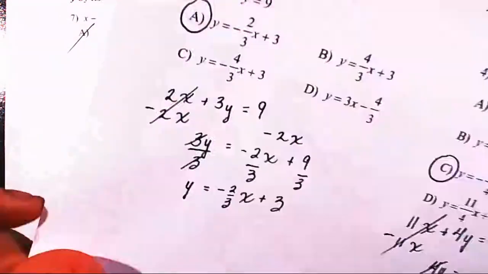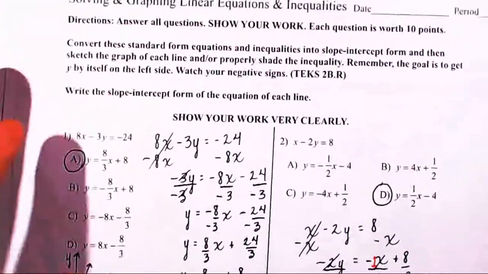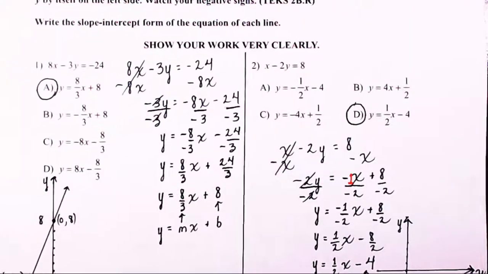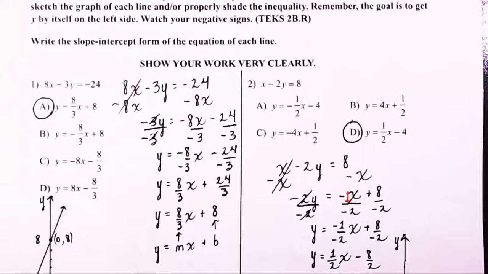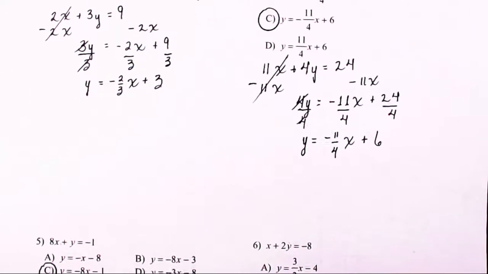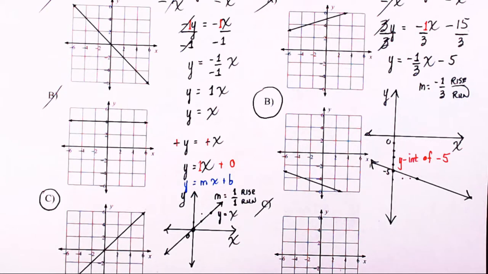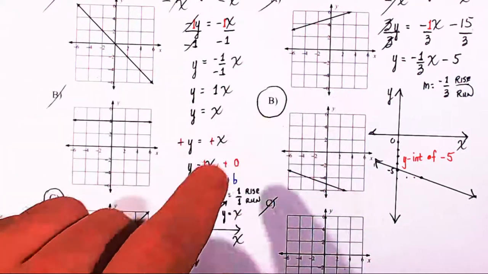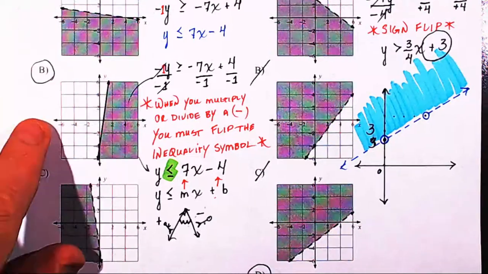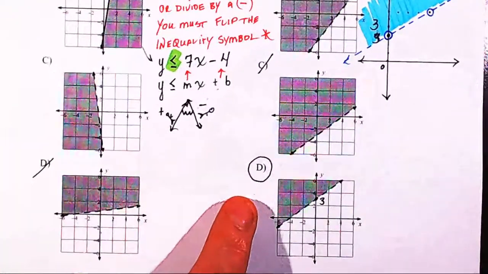We'll just quickly review these answer choices. 1 was A, 2 was D, 3 was A, 4 was C, 5 was C, 6 was D, 7 was C, 8 was B, 9 was B, and 10 was D.